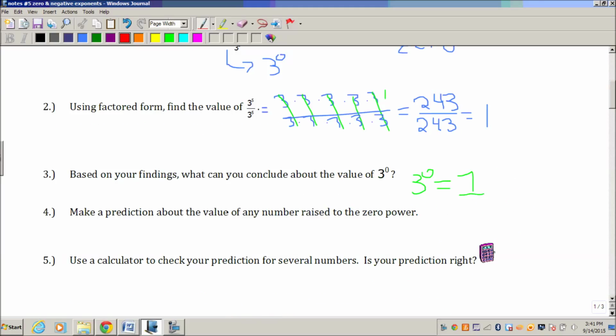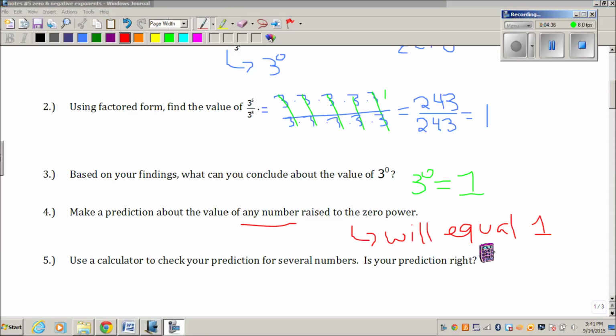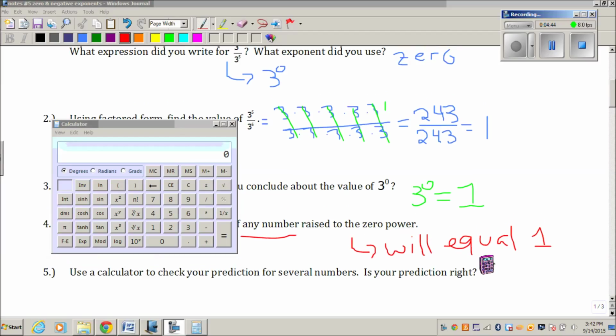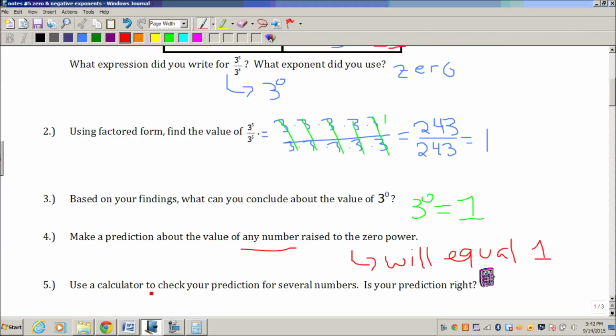So 3 to the 0 power is equal to 1. In fact, anything to the 0 power is going to equal 1. If you look down on your notes here, it says number 4, make a prediction about the value of any number raised to the 0 power. Any number raised to the 0 power will equal 1. And give this a shot with your calculator. If you have a calculator in front of you, you can try numbers raised to the 0 power and see what it's equal to. Here I've brought up a scientific calculator, and so let's try this here. I'm going to do 6 to the 0 power.